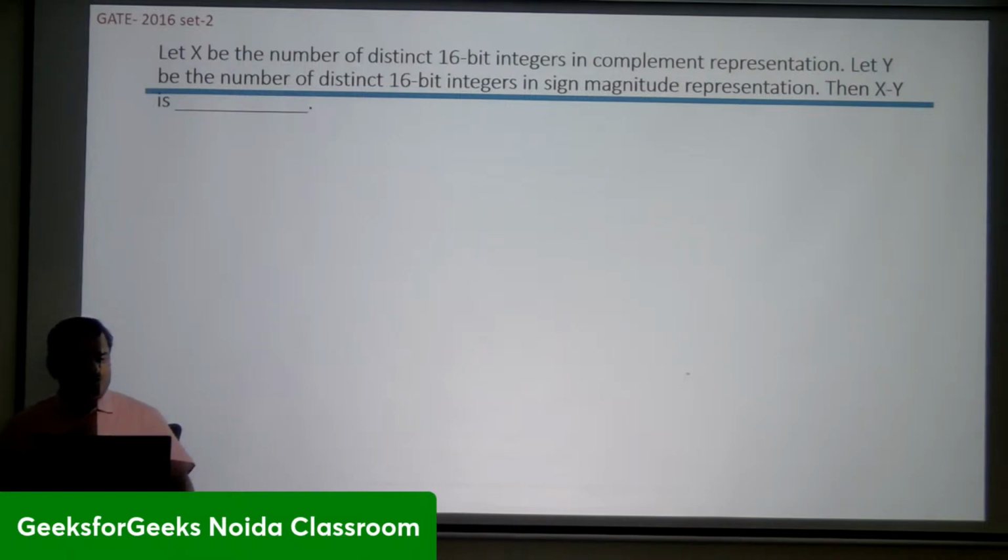This question was asked in set 2 of the GATE exam 2016. Let x be a number of distinct 16-bit integers in 2's complement representation. x is represented in its complement information. Now, let y be the number of distinct 16-bit integers in signed magnitude representation. So, what will be the value of x minus y?